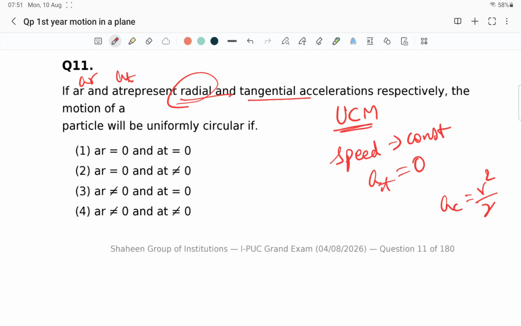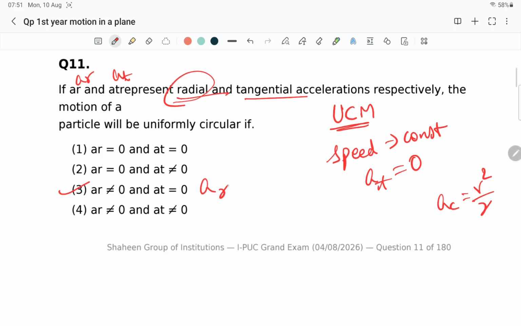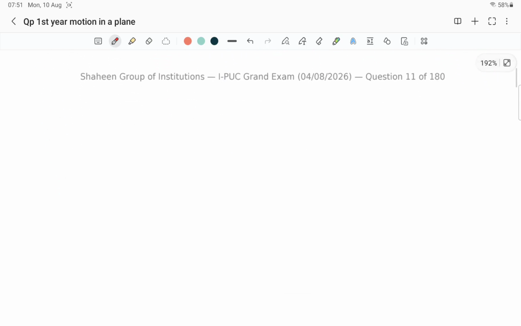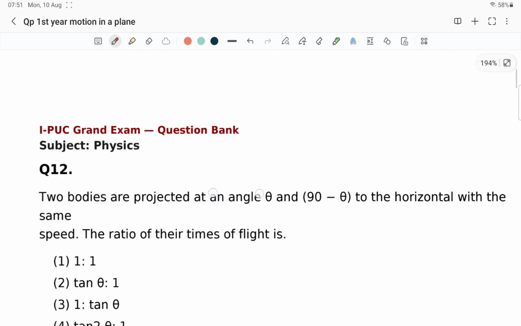So clearly the option is option number 3, where a radial is not 0 and AT is 0. So this is from your note which I got. I told you they'll ask questions from theoretical point of view also, so you need to be ready. And also radial, those who don't know radial means centripetal, again they will lose this question. Okay, so this was simple. You can just go through the note that I gave in class.